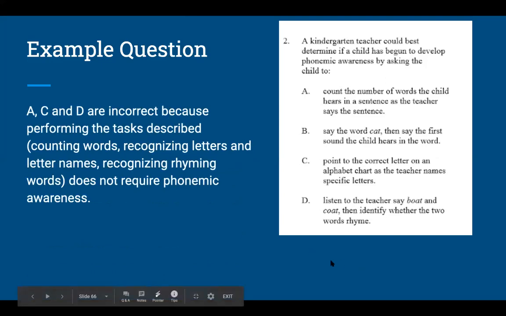So then this is just going over what we said before. A, C, and D are incorrect because these answers don't require using phonemic awareness.